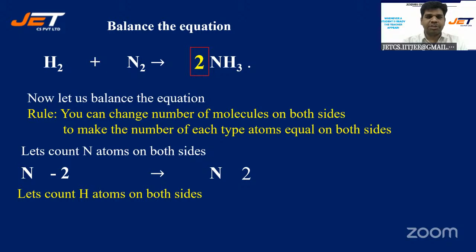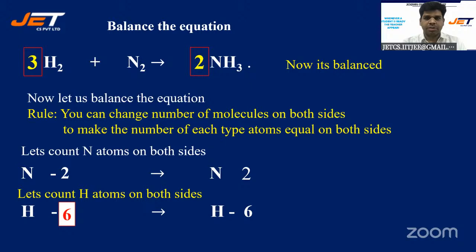Now H atoms count చేద్దాము. On the reactant side you have got 2 hydrogen atoms, on the product side you have got 6 hydrogen atoms, which is not balanced. So if I write 3H2, then I'll have 6 hydrogen atoms on the left hand side, the reactant side, and 6 hydrogen atoms on the product side. Now it is balanced. All right, now the equation is balanced. So the balanced equation reads as 3H2 plus N2 gives rise to 2NH3.